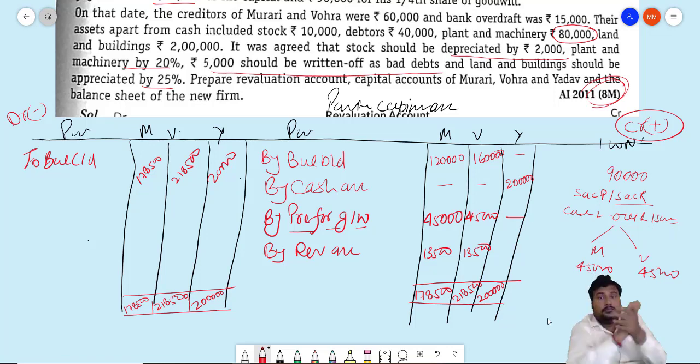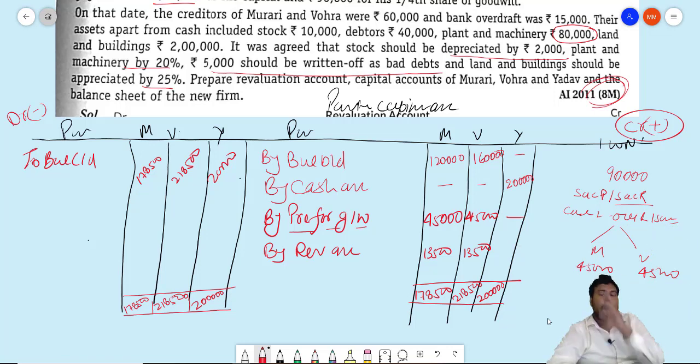Tell me. We will prepare the balance sheet also, no issue, but before that, if there is any problem in partner's capital, please ask. You have 2 minutes. Go and see this particular question.